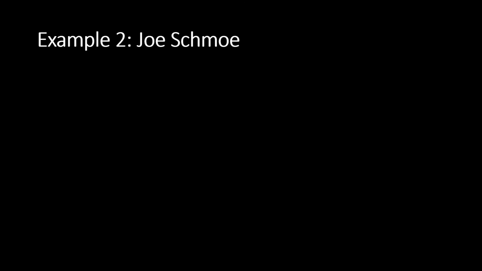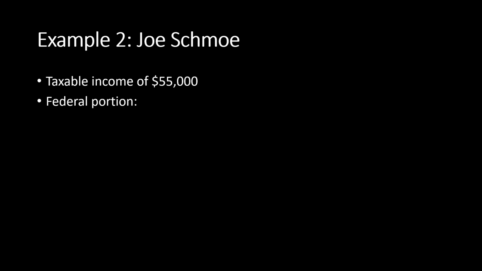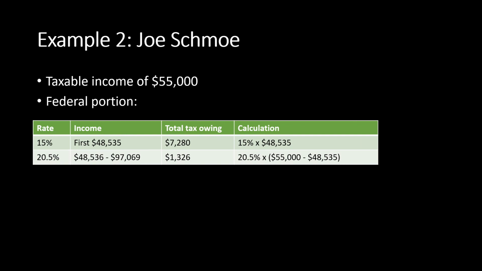For the next example, let's say this is Joe Schmo, and he has a taxable income after deductions and credits of $55,000. As you can see from the chart, only two of the tax brackets apply to him. Similar to the previous example, we multiply the total amount in between each step by the applicable tax rate. For the last step, we multiply the tax rate by his total taxable income less the amount that has already had tax applied to it, which is the $48,535. We then total the tax owing column and calculate a total taxes payable of $8,606.